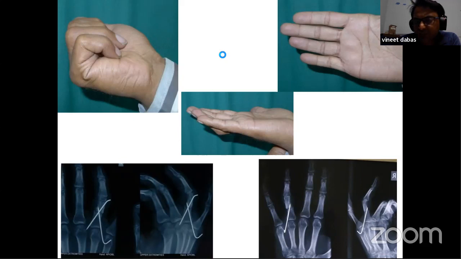There's still some flexion deformity, which I expect. Arthrolysis very rarely gives full range of motion. We do expect some amount of flexion deformity, and that is what we've got here.